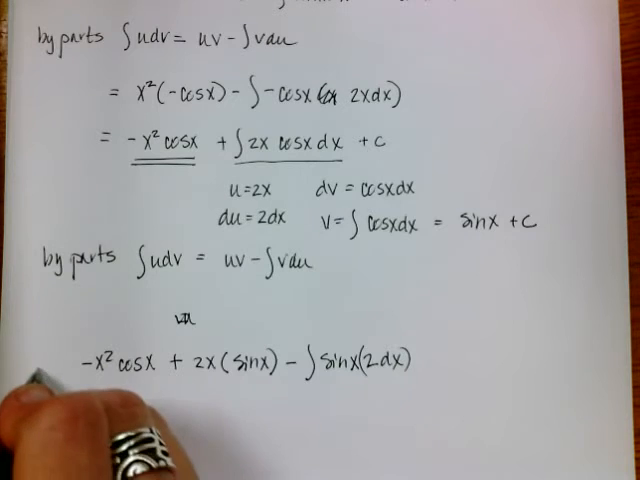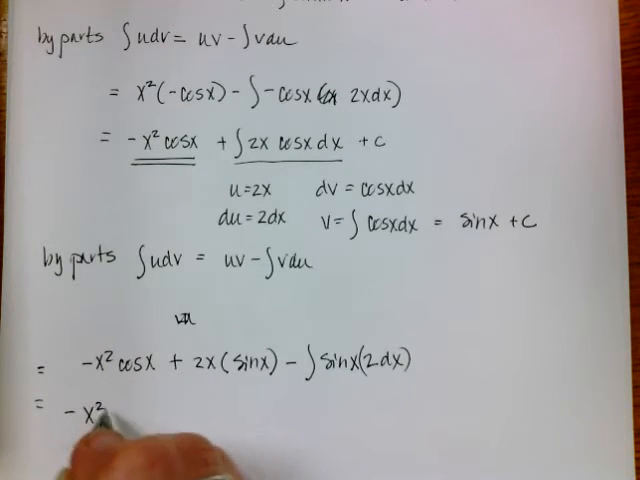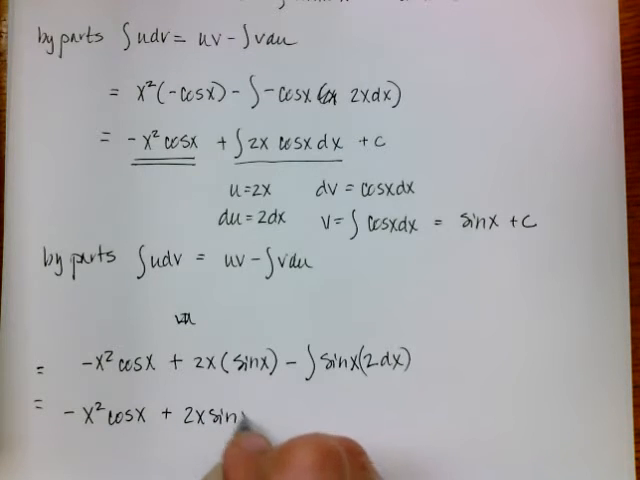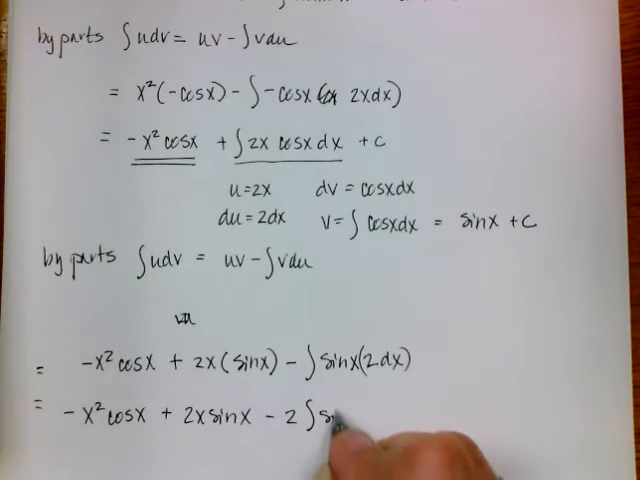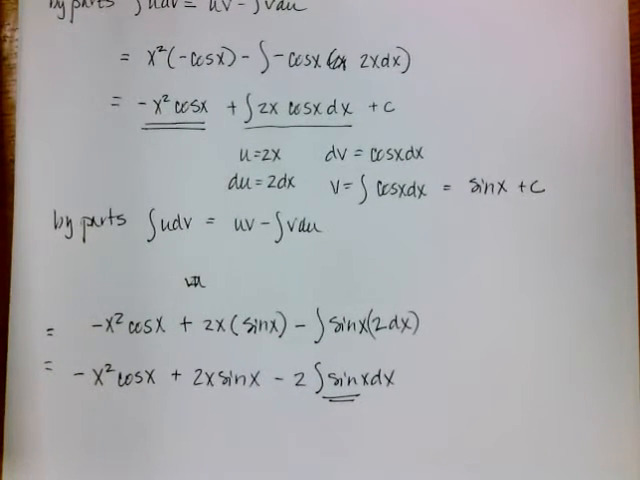So if I do my math, this is a negative x squared cosine of x. This guy is 2x sine of x. Pull that 2 out front, sine of x dx. Now that guy's pretty easy, right? Whew, hopefully my last time to rewrite.